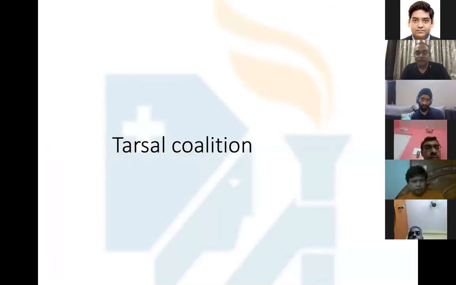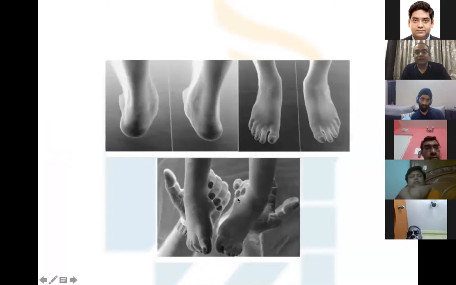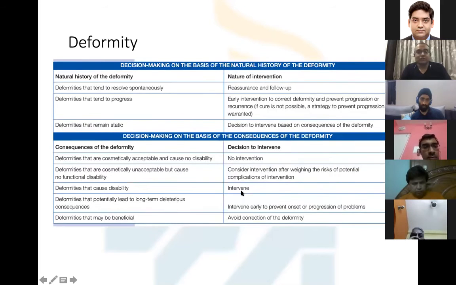Now, tarsal coalitions at times can also lead to a flat foot and a planovalgus foot. And here, if you do the movement and compare to the normal side, in tarsal coalitions the movements are restricted at the midfoot level. So basically, when it comes to a deformity, even in your examination sitting, when you are able to provide the diagnosis, you would very commonly be asked the question: how do you decide?